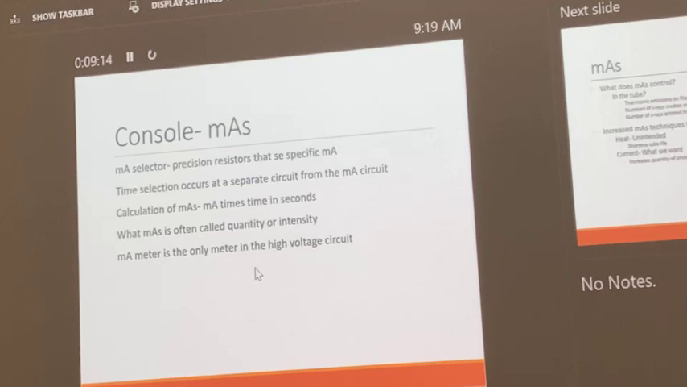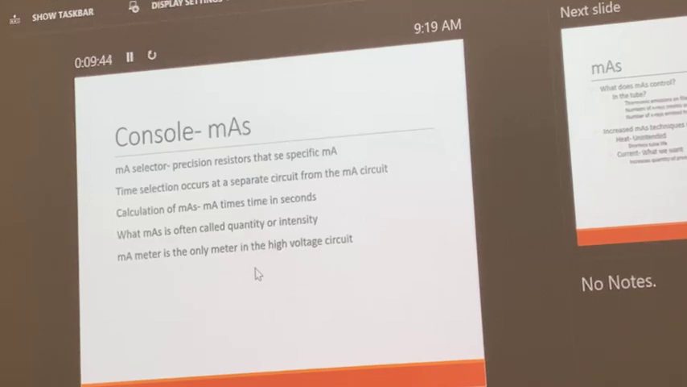So your mA selector just uses precision resistors, and we really kind of beat the autotransformer in last semester as being a rheostat, but really this is a rheostat as well. Your mA selector is just a series of resistors that dial in specific mAs, and it's just a rheostat as well. So time selection occurs in a separate circuit.